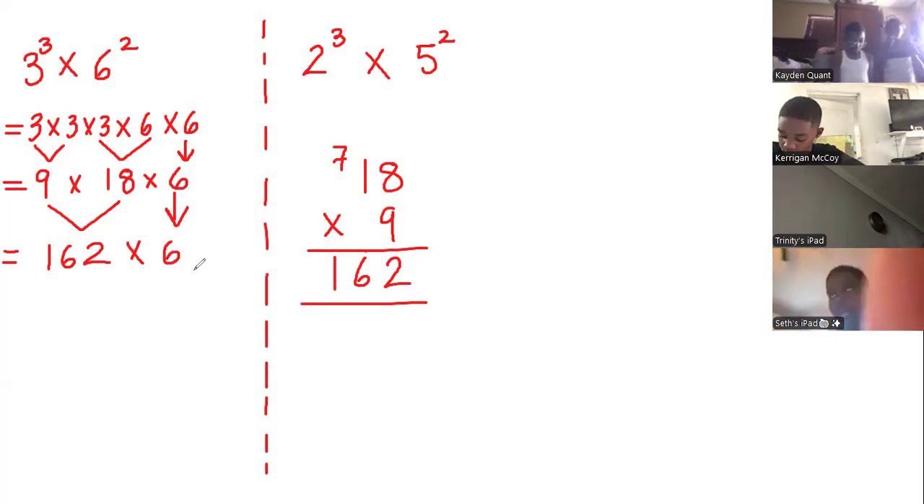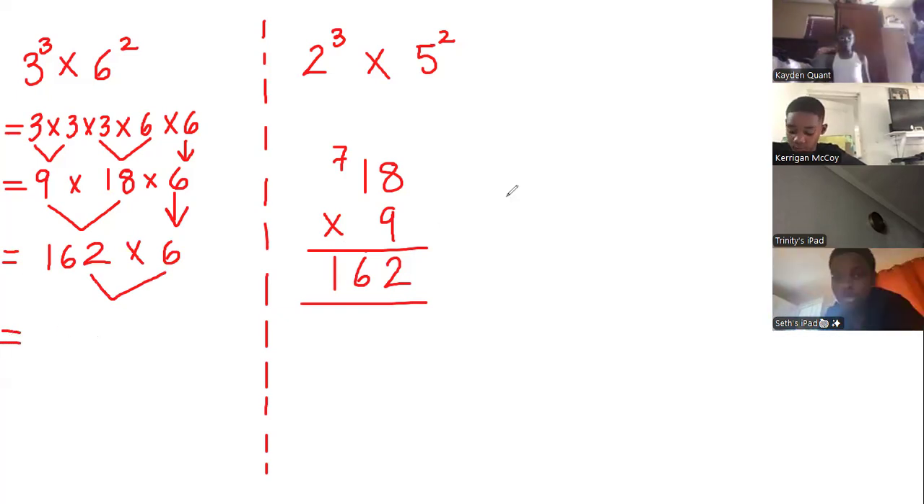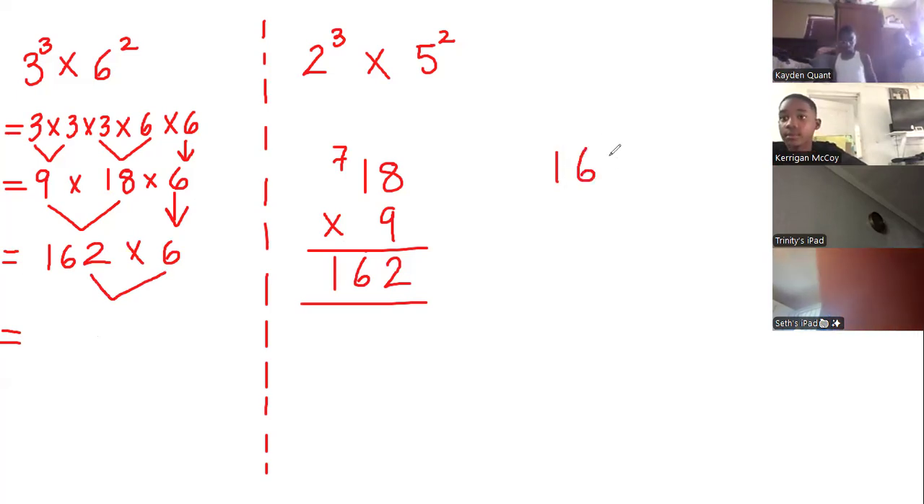What do we do at this point? Multiply 162 times 6. Very good. Multiply 162 times 6. It's going to be equal to 972.